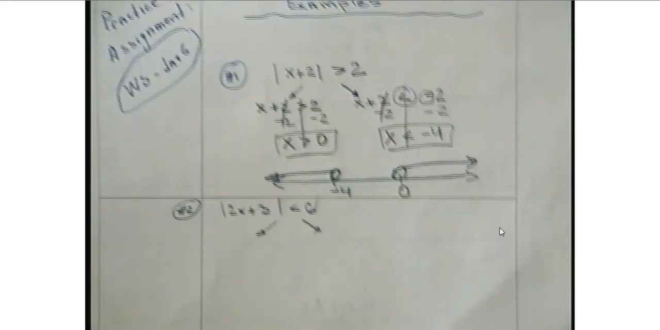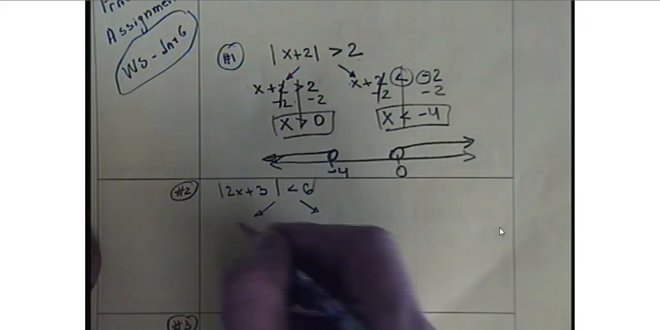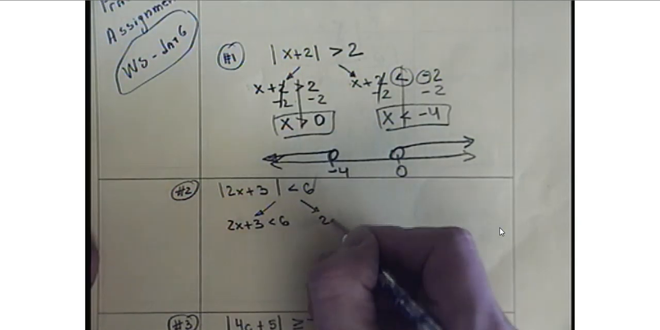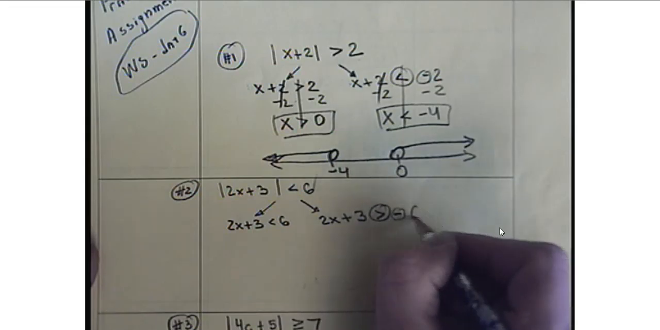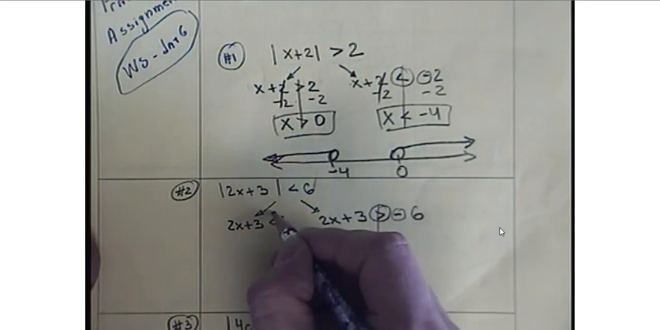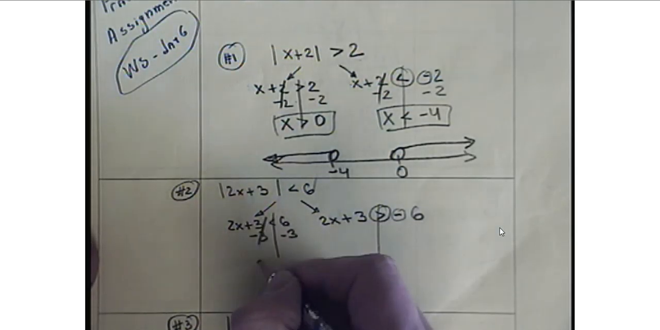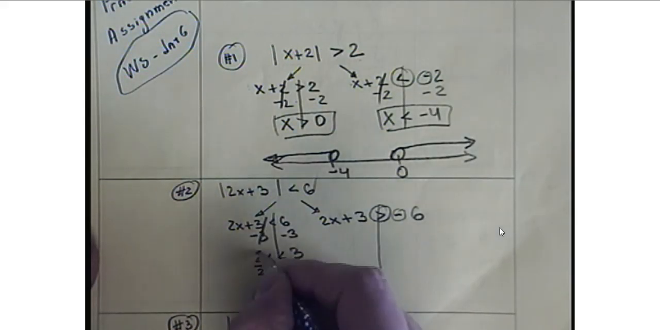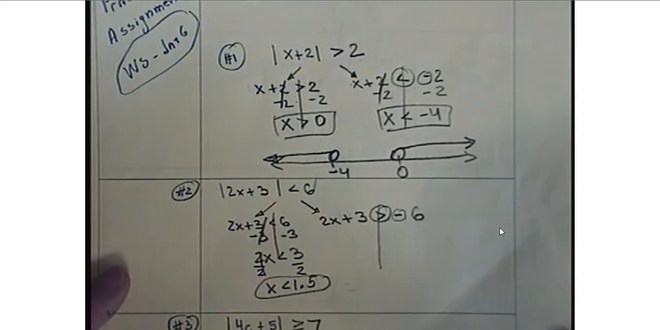Next example is absolute value of 2x plus 3 less than 6. So again, 2x plus 3 less than 6, the same. Then we have 2x plus 3 greater than negative 6. We calculate those. Minus 3, those two cancel. So 2x is less than 6 minus 3, which is 3. Then we divide by 2. So x is less than 1.5. That will be the first number for x.